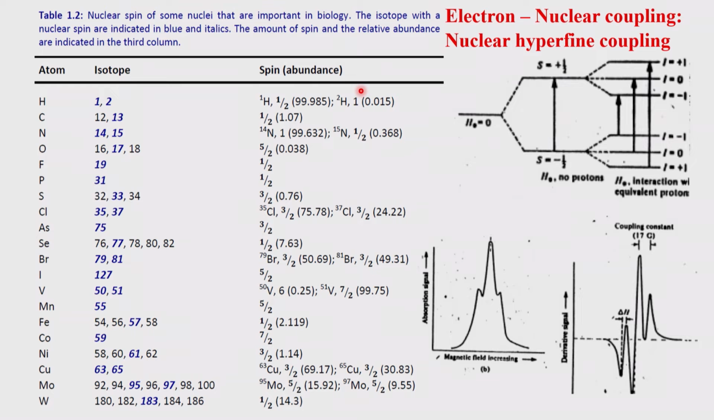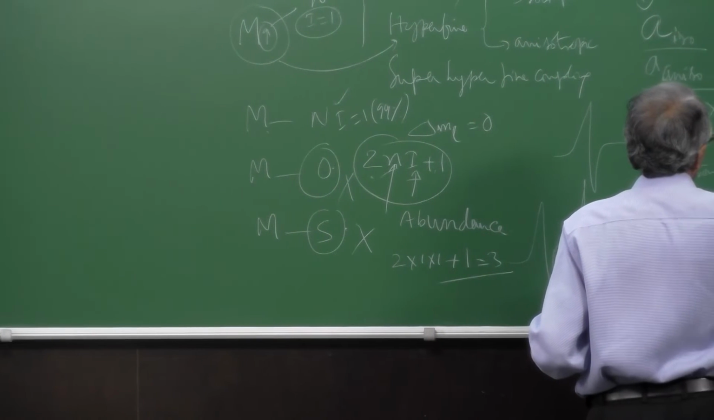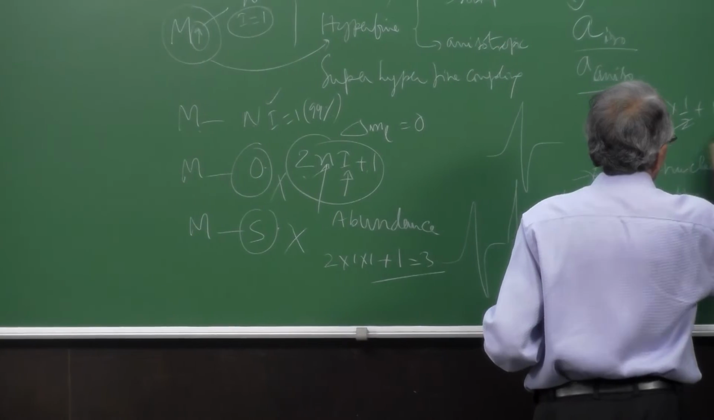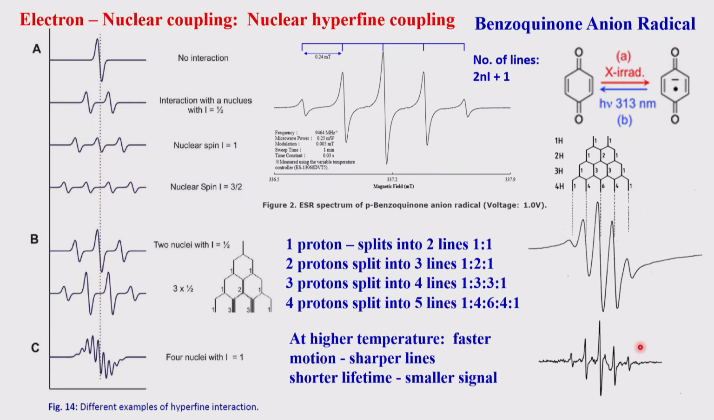Now whatever I mentioned, let us look at it. Let's take a case with the values of I +1, 0, -1, three of them. If you put 2nI+1, so 2 into 1 into 1 plus 1, that is 3, and that's what you find here. The 3 lines are shown here. If you look at the absorption type of signal, you will get the 3, and if you look at the derivative signal, this is what you get in the spectra nowadays.